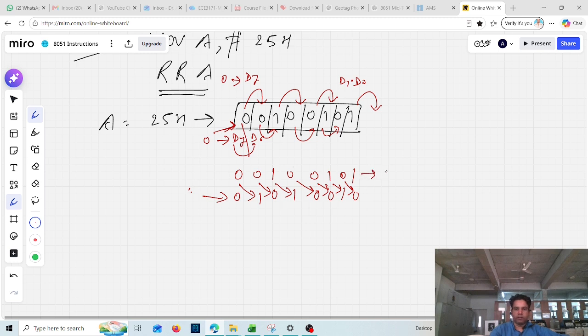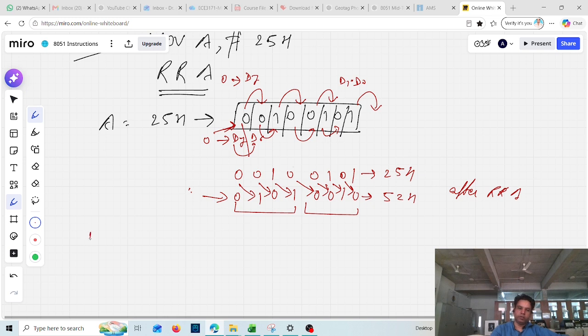So earlier it was 5h. After RRA, the value is now 0 1 0 1, so that is 5. This is 0 1 0, so it is 2h, so 52h. Okay, so this is the meaning of RRA.